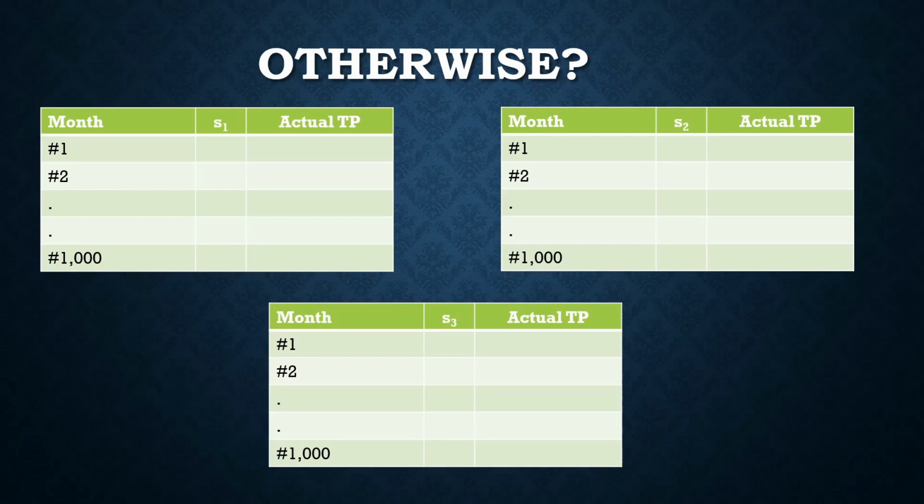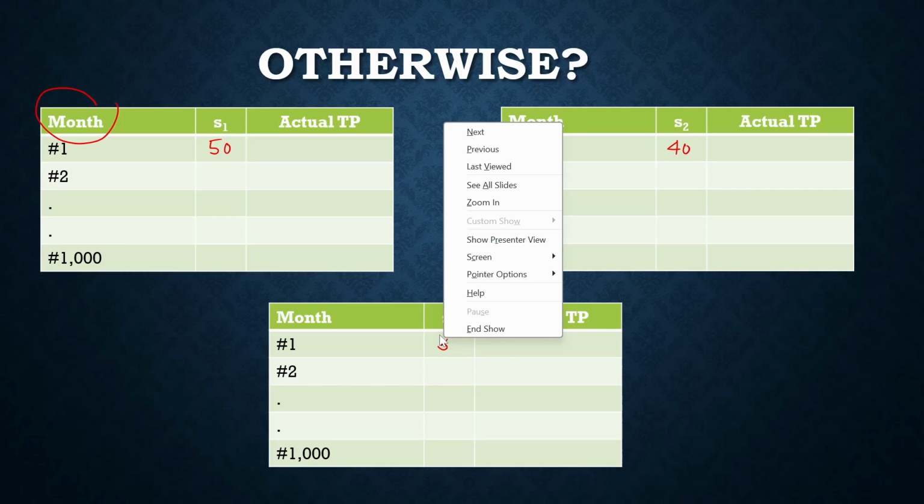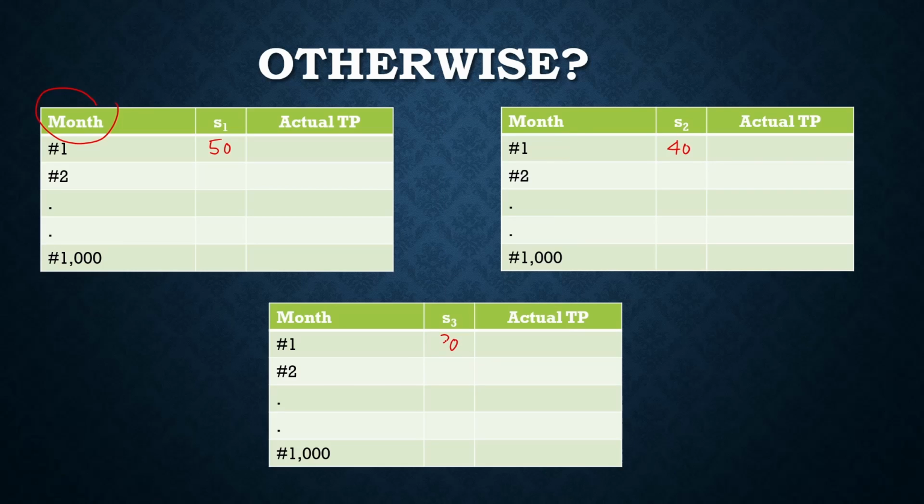Otherwise, what will we do? Suppose you are not doing simulation, you try to do it manually by taking sample data without simulation. So what will you do? You will monitor every month. Suppose for the first 1000 months you monitor for S1 equal to 50, then the next 1000 months S2 equal to 40, then the next 1000 months 30, something like that.